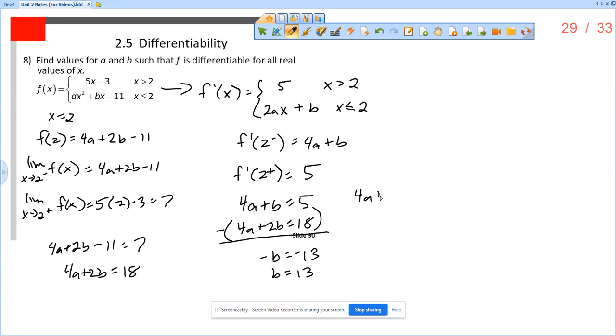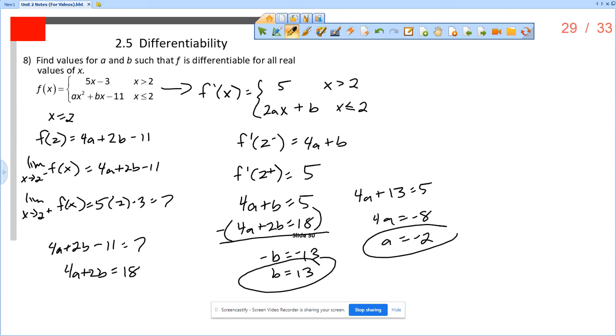Then we get 4a plus 13 equals 5. So now I'm going to subtract 13. So 4a is 5 minus 13, which gives us negative 8. So a is negative 8 over 4, so negative 2. And so that is slide number 30.